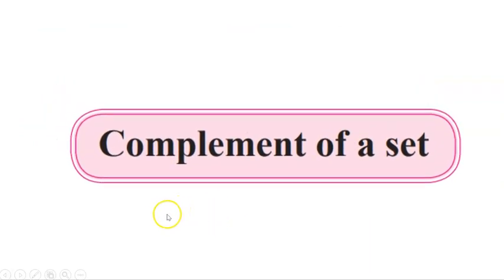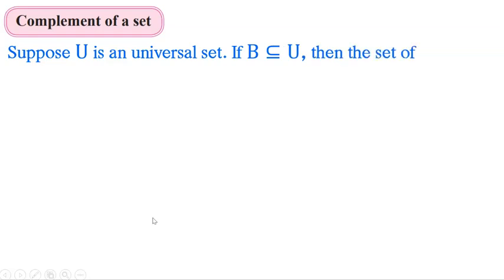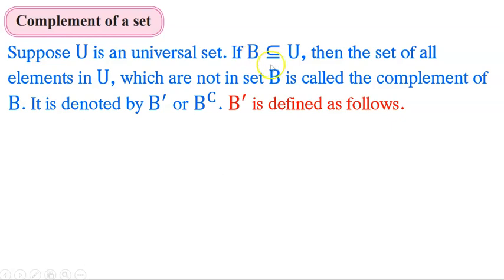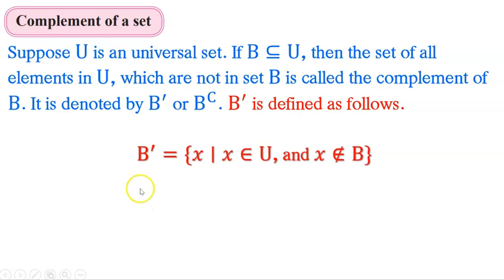ओके, नाउ द नेक्स्ट, कॉम्प्लिमेंट ऑफ अ सेट बघणार आहोत आपण आता. Okay, suppose U is a universal set. If B is a subset of U, then the set of all elements in U which are not in B is called the complement of B. It is denoted by B dash or B raised to C. या प्रकारे लिहिलं जातं. B complement is defined as, okay, B complement कसा डिनोट करणार?